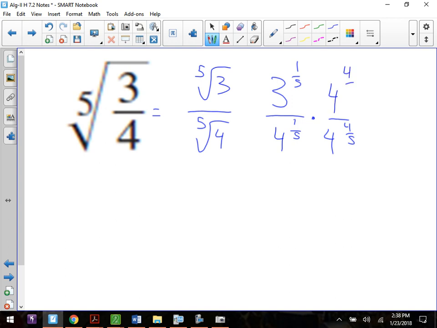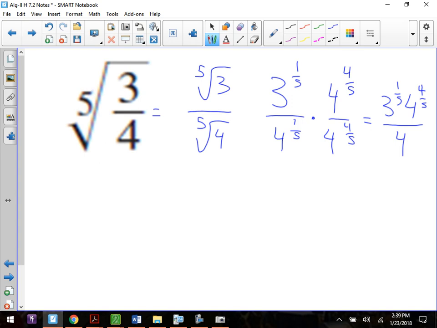Again, 4 to the 4/5 divided by 4 to the 4/5 is still 1. It doesn't change. But what's 4 to the 1/5 times 4 to the 4/5? You get 4 to the 5/5, which is just 4. And then your numerators go back to 3 to the 1/5, 4 to the 4/5. Okay.